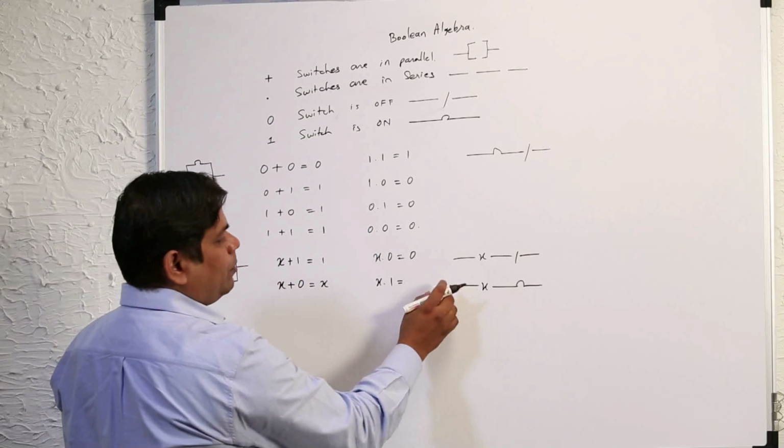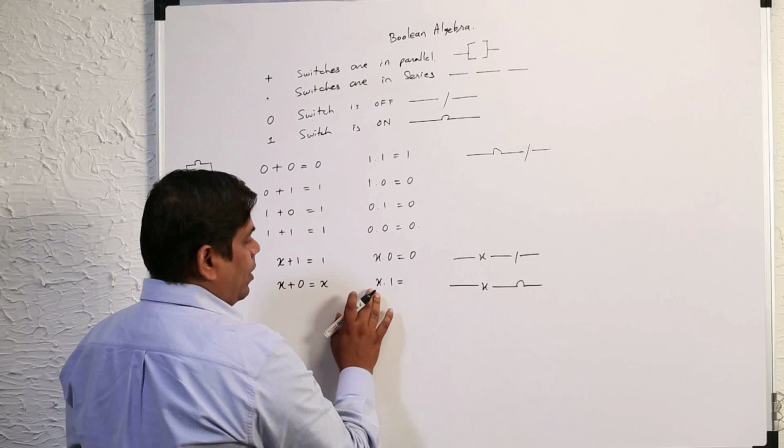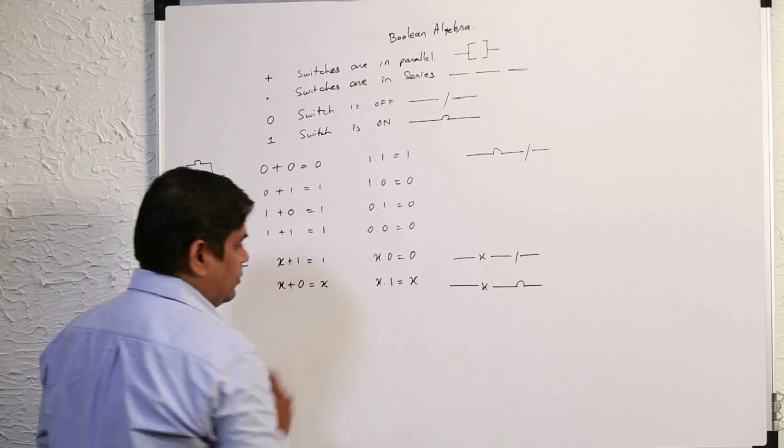If x is off, this will not let current pass. If x is on, then only it will let current pass. So therefore, x dot 1 is going to be x itself.